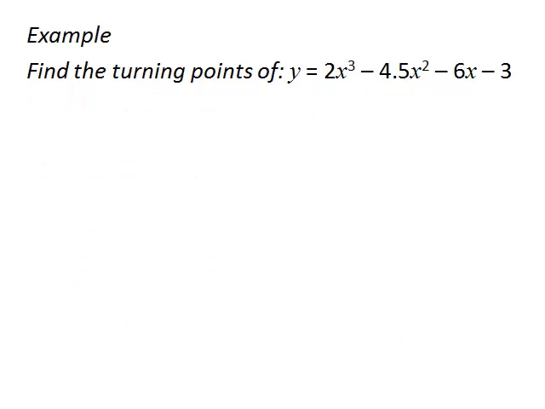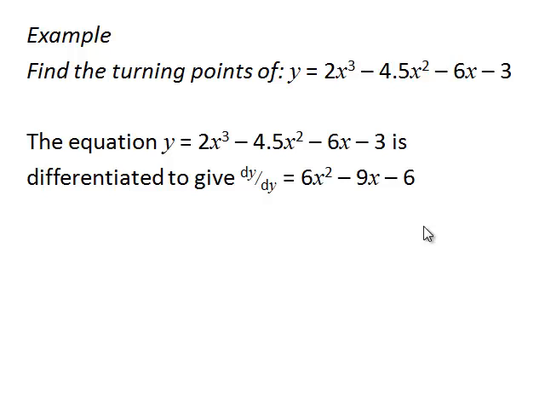Asked to find the turning points of that cubic. So, the equation is that, and we differentiate it. 3 times 2 is 6, and we lose a power, 6x squared. 2 times minus 4.5 is minus 9x, and we lose a power. 1 times 6, minus 6 here, and the constant disappears as usual.